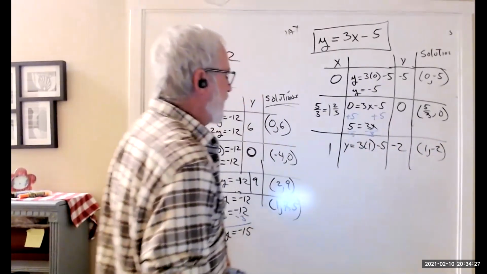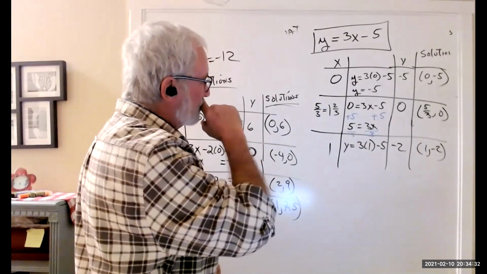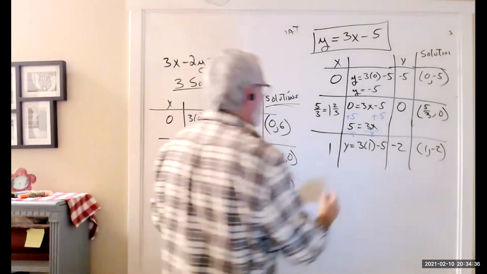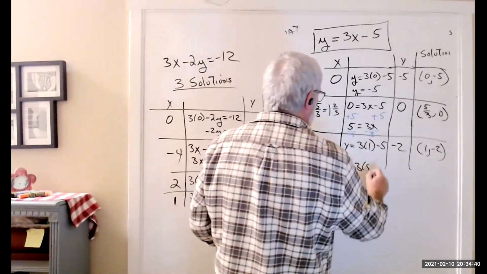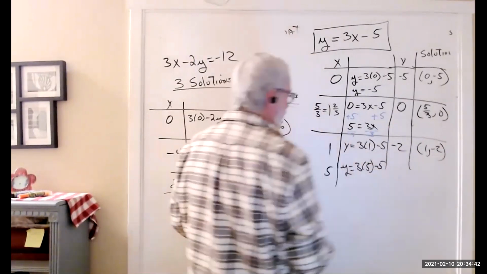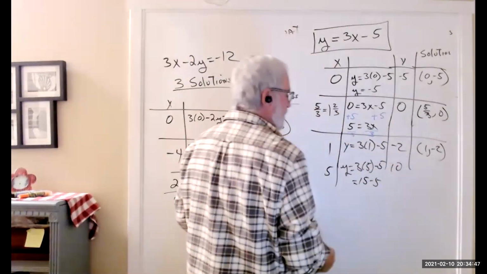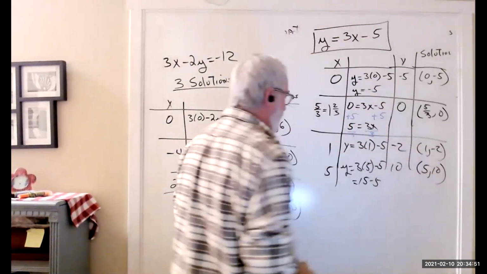Did anybody pick any other numbers just for trying these? I used 5 for x. So y is 3 times 5 minus 5. So that's 15. Take away 5, you get 10. So 5 comma 10. Good. Okay. Anybody get a different answer?